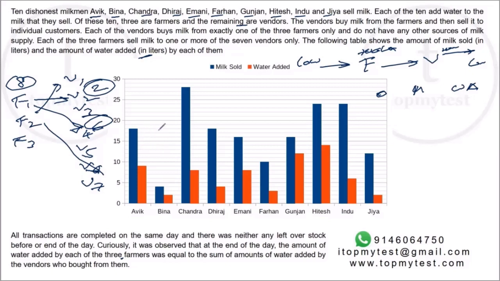Now that 9 might have water also by itself, right? But this is the amount of water he added. That's the only thing we can track. For example, if a farmer adds some water and gives it to a vendor, we don't know how much water he adds, but the vendor will not know. The vendor will know only at the end of the day using this. So the vendor adds some more water and sells it.